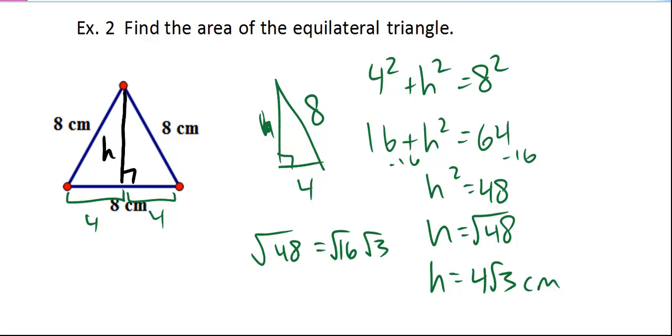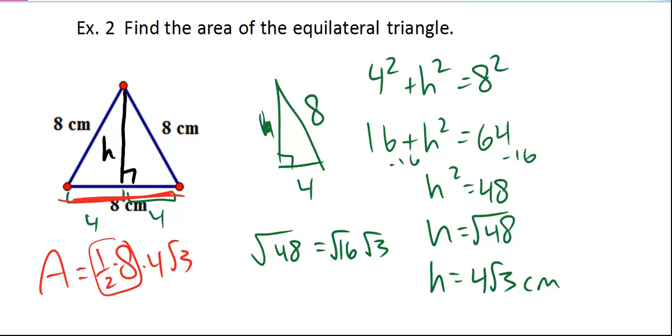But to finish, we need to go back and find area. So area is going to be equal to 1/2 my original base, which is 8, times 4 root 3. So here 1/2 and 8 is 4, and 4 times 4 is 16. So my final answer is 16 square root of 3 centimeters squared. That is the area of this equilateral triangle. And we're going to do a lot more examples in class, but they're going to be similar to this. I think you get the idea. I'd like to move on and talk about something closely related to all this.